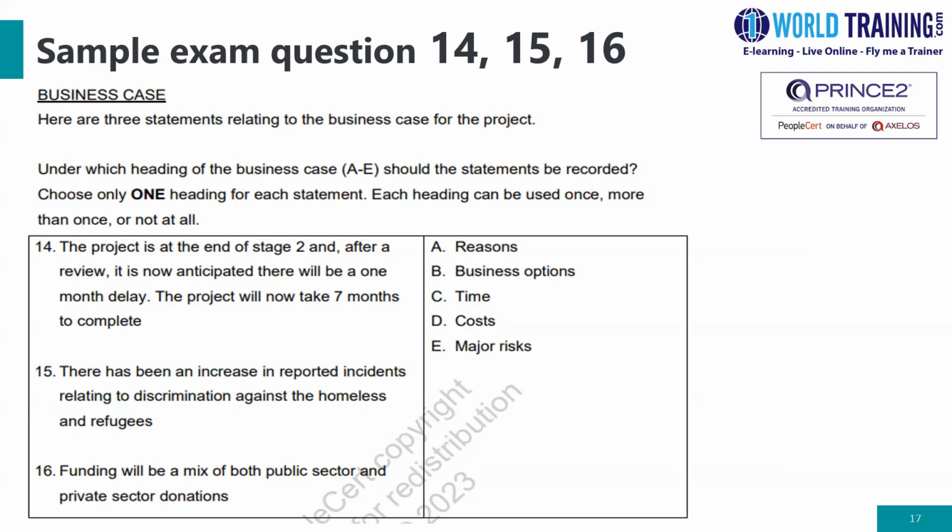15, there has been an increase in reporting incidents relating to discrimination against the homeless and refugees. And this one seems to be the reason why we are undertaking the project. So you can map 15 to A, reason. Number 16, funding will be a mix of both public sector and private sector donations. So this has got to do with money, and therefore you map it to cost, which is D.